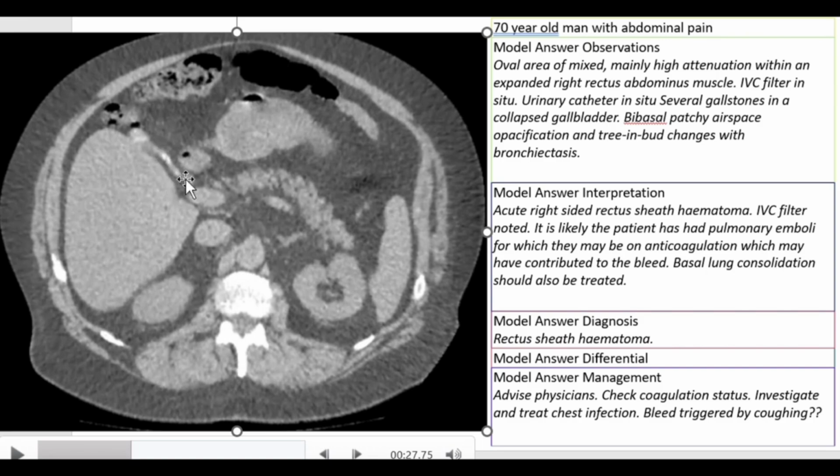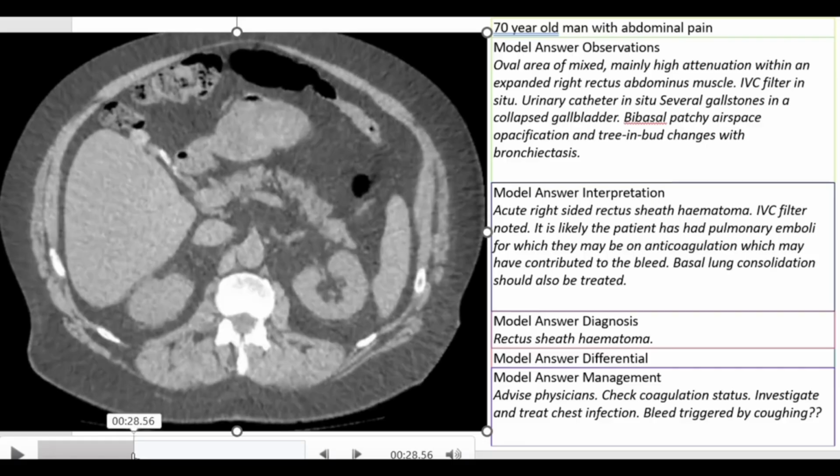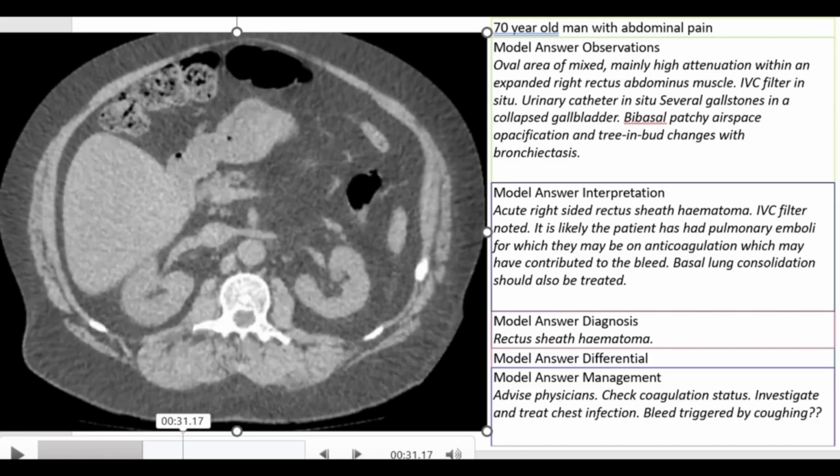There are also several gallbladder stones seen within the collapsed gallbladder. So this is the collapsed gallbladder containing several gallbladder stones.